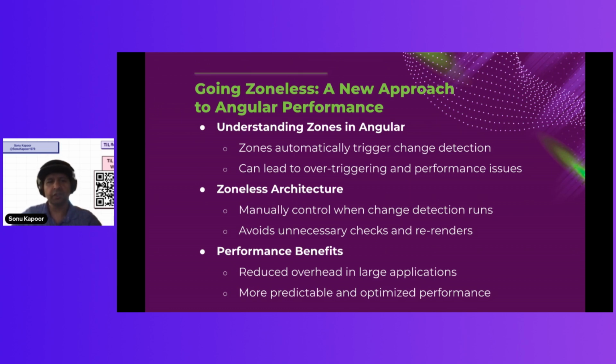So zoneless architecture removes this automatic triggering. It gives you manual control over when change detection runs. By explicitly controlling these triggers, you can avoid unnecessary checks and re-renders, leading to a much more efficient application.